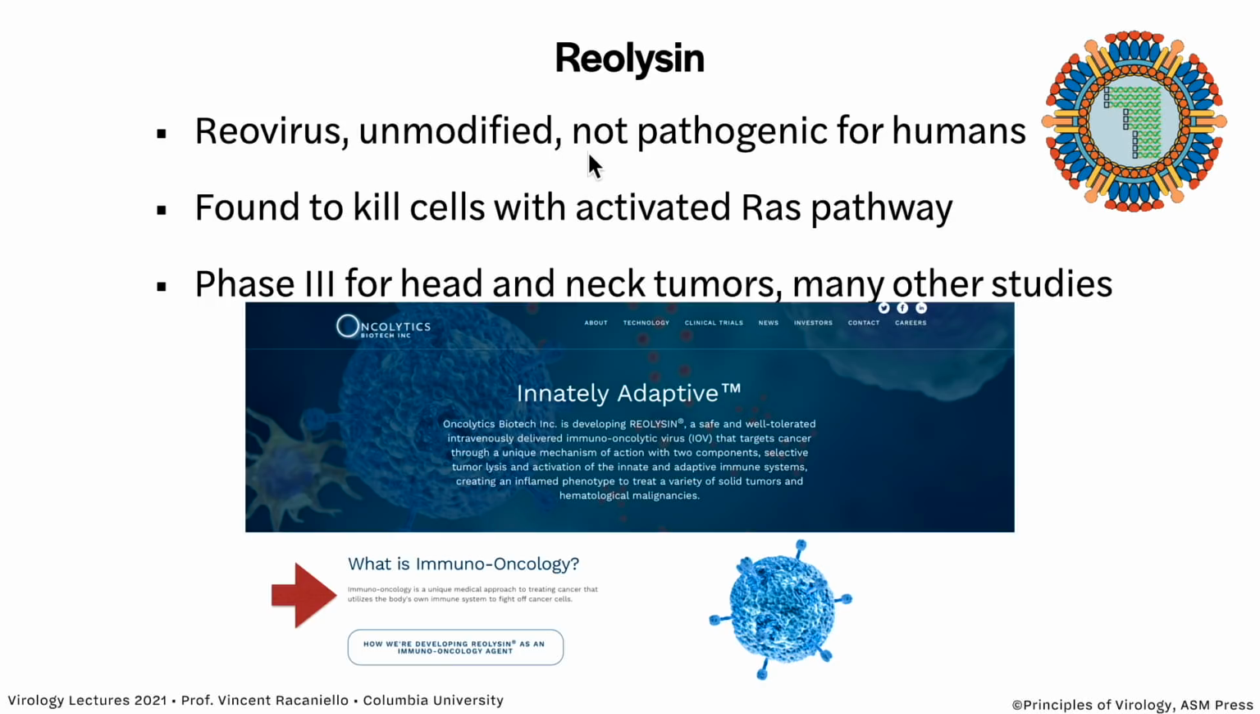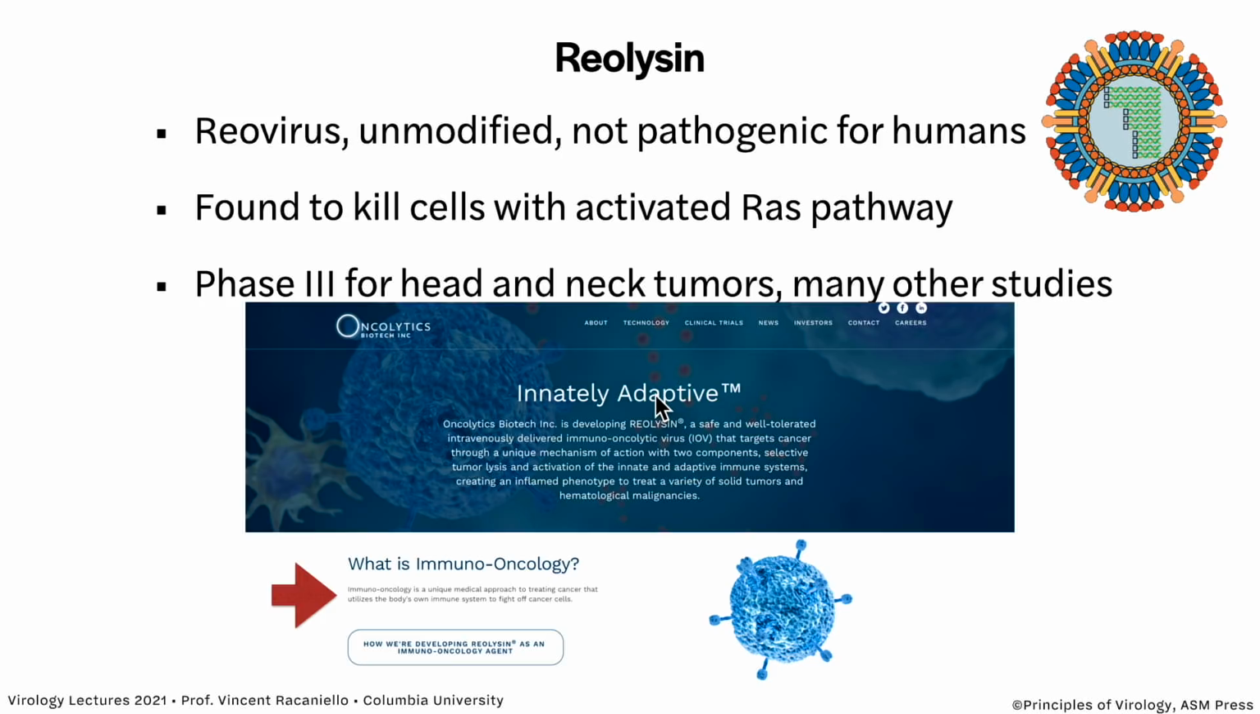Unmodified reovirus is not pathogenic for humans. It turns out it kills cells with an activated RAS pathway. RAS is one of those oncogenes. And it's actually been assessed for many different tumors, but it's in a phase 3 for head and neck tumors. And this is the company Oncolytics Biotech, one of the first ones to push forward viral oncotherapy.